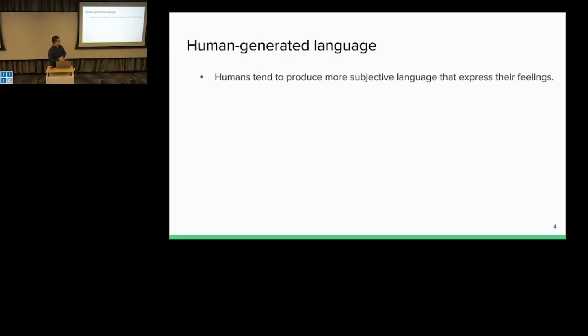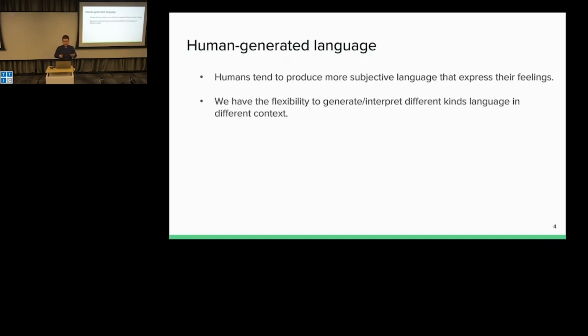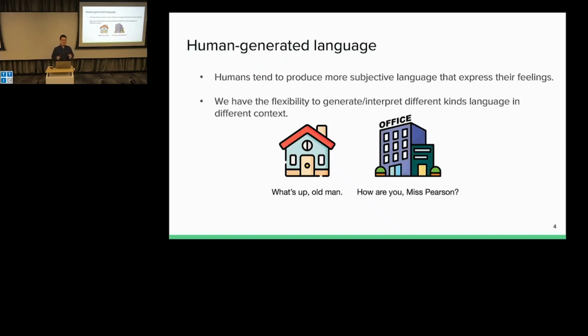Now let's think about how humans generate language. The way we use language tends to be more subjective, and a lot of times expresses our feelings at a certain point. We also have the flexibility to generate or interpret different kinds of language in different contexts. As a simple example, if you're saying hi to your dad at home, it is totally appropriate to say, "Oh, hey, what's up, old man?" Just be very informal. That's something you'll never do in the office. You'd rather say something formal, like, "How are you, Miss Pearson?" instead of "What's up, Miss Pearson?"